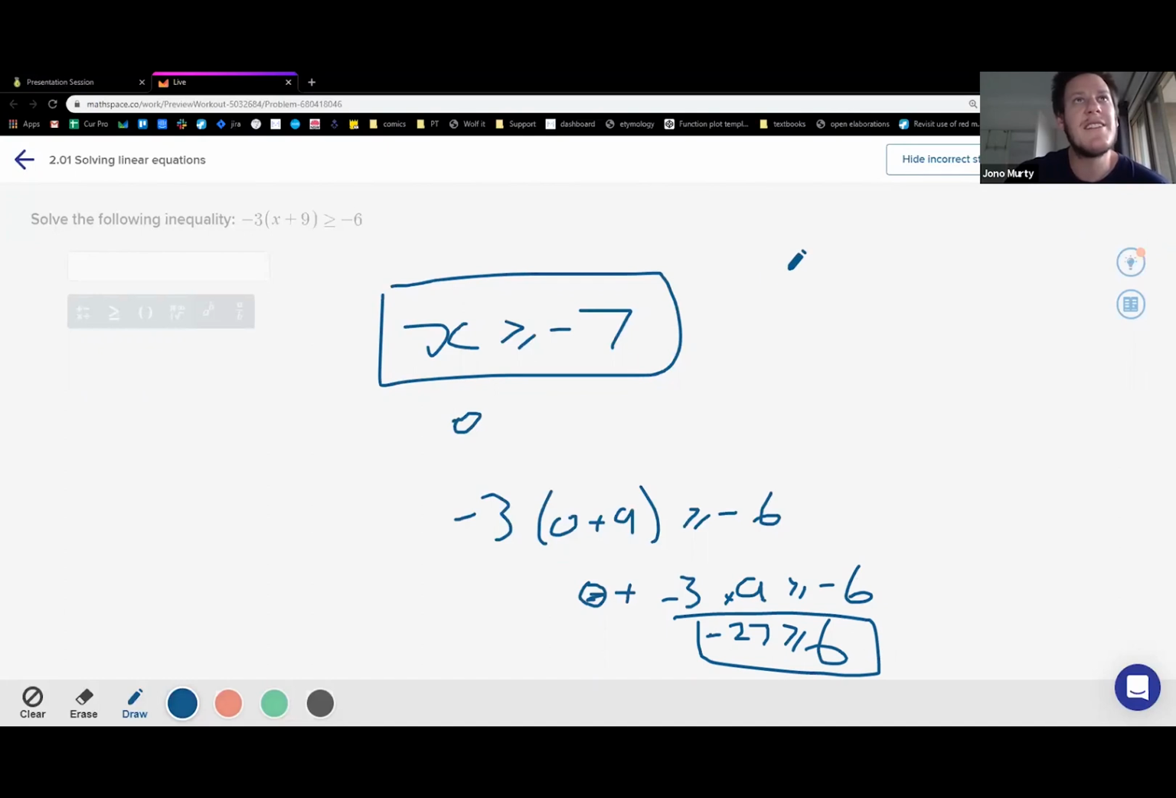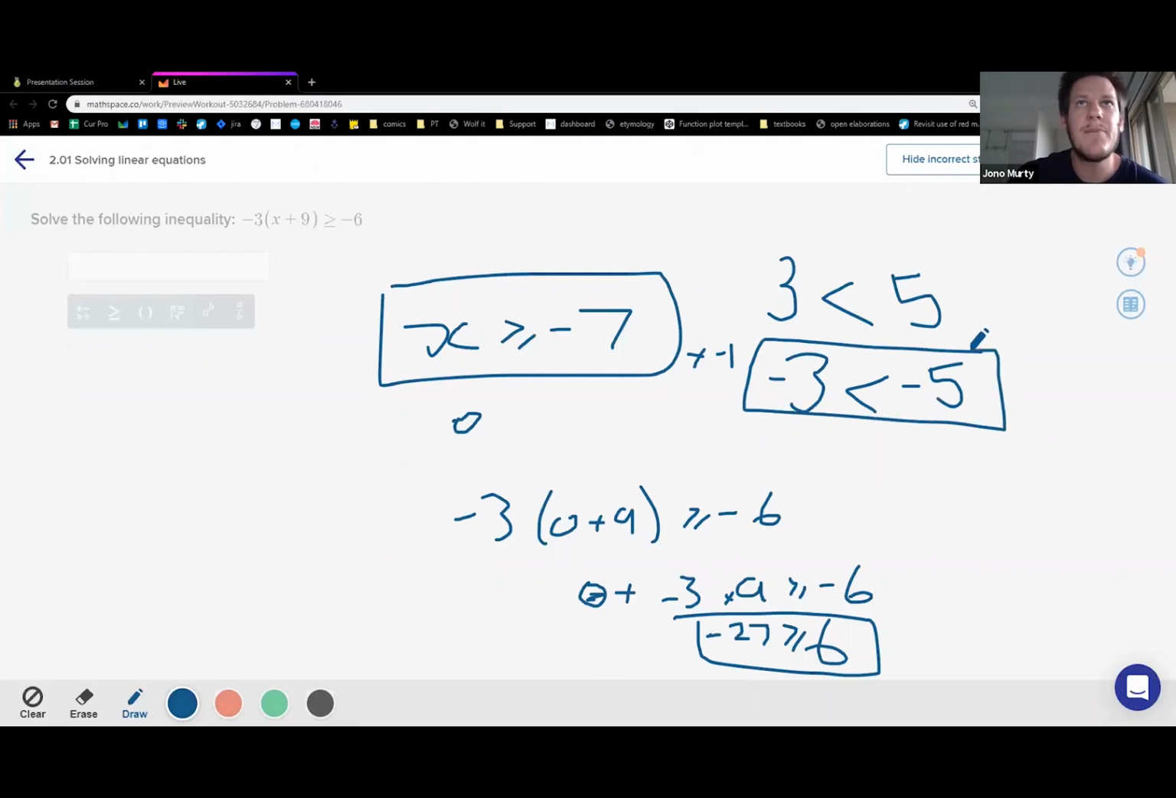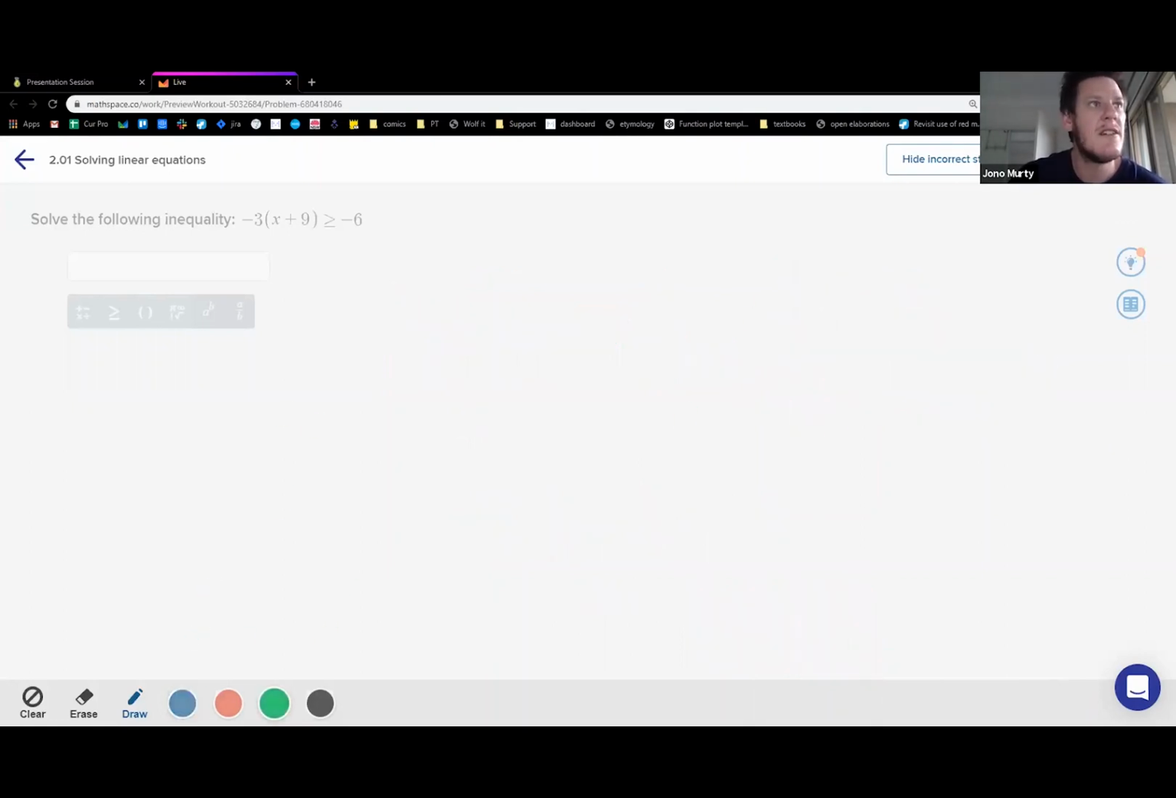Now, let's just take a really simple example. 3 is less than 5. Now, if I multiply this by minus 1 and make it minus 3, and I do the same thing to the other side, I've now got this statement here. Minus 3 is less than minus 5. Minus 3 isn't less than minus 5. That's wrong.